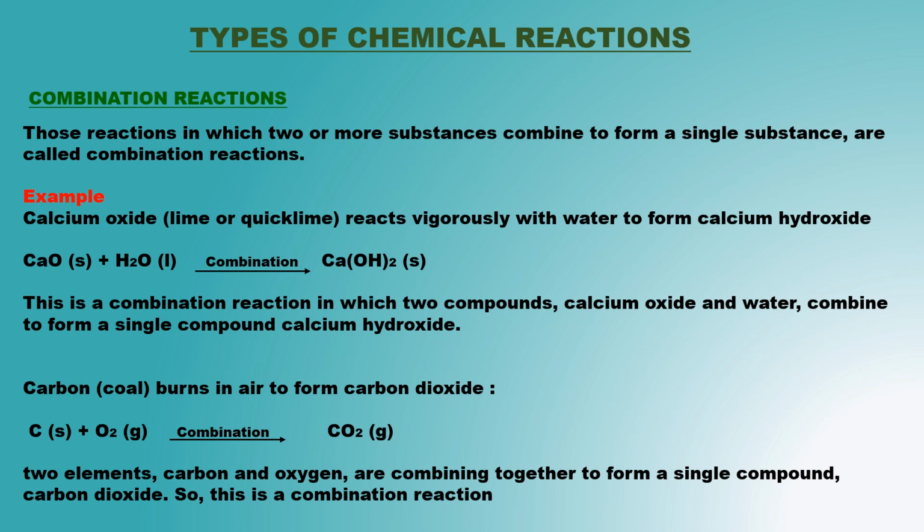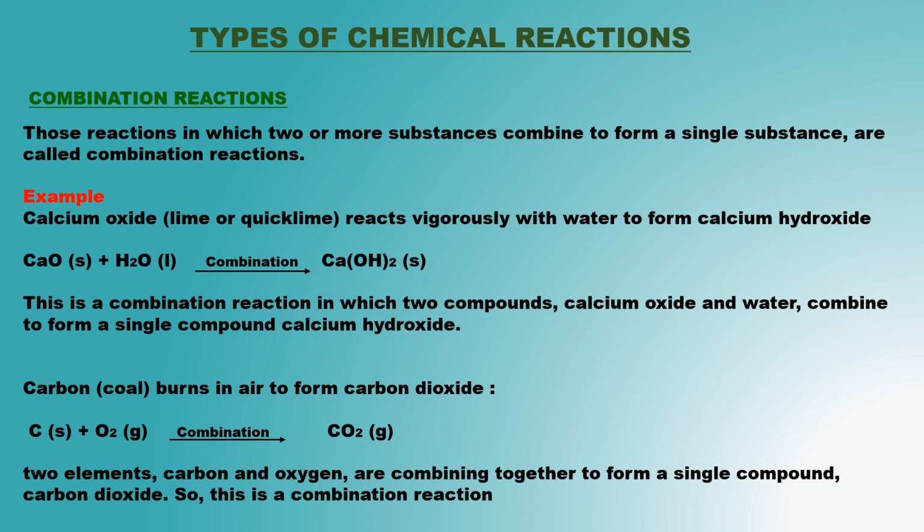Calcium oxide, lime or quicklime, reacts vigorously with water to form calcium hydroxide, slaked lime. CaO plus H2O on combination give rise to Ca(OH)2. This is a combination reaction in which two compounds, calcium oxide and water, combine to form a single compound, calcium hydroxide. A large amount of heat is released when calcium oxide reacts with water to form calcium hydroxide, or slaked lime.